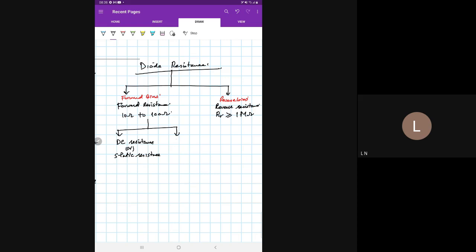If AC voltages and currents are applied, then the resistance which is offered is known as AC resistance or dynamic resistance. AC resistance or dynamic resistance is represented by small r, which means change in the voltage divided by change in the current, because alternating current is a variable voltage or variable current. The units will be ohms.